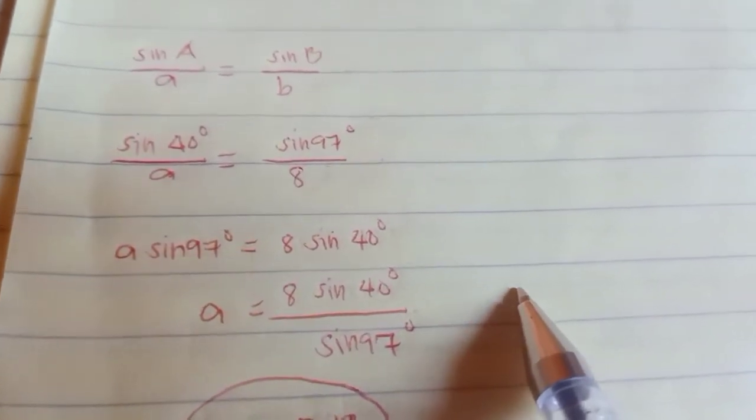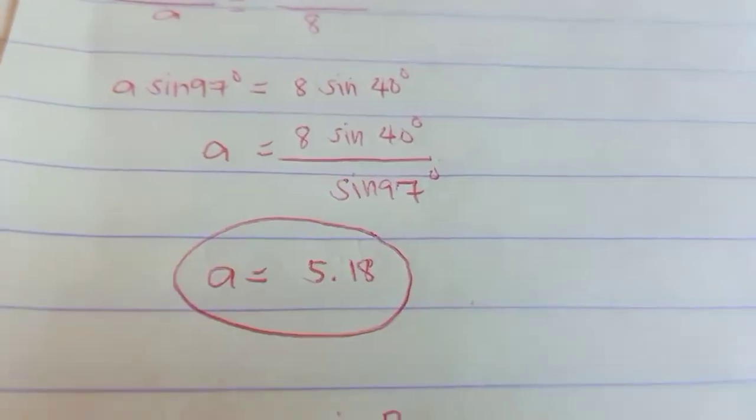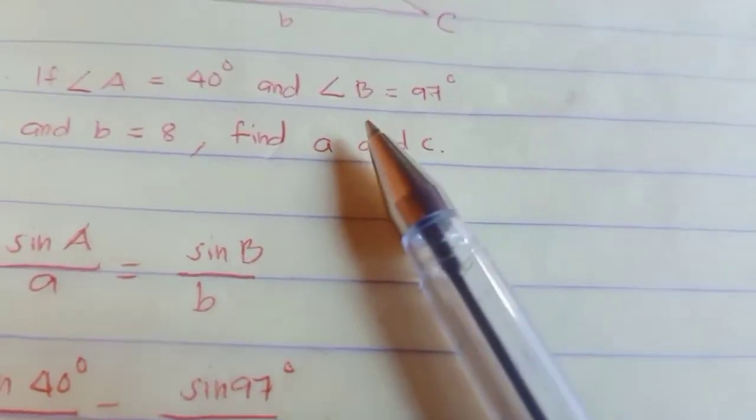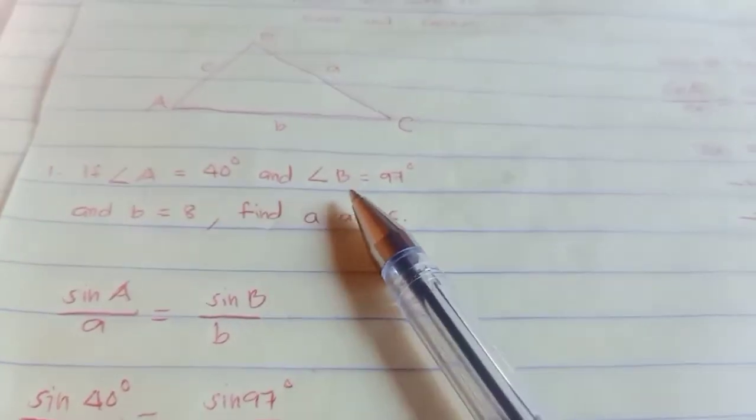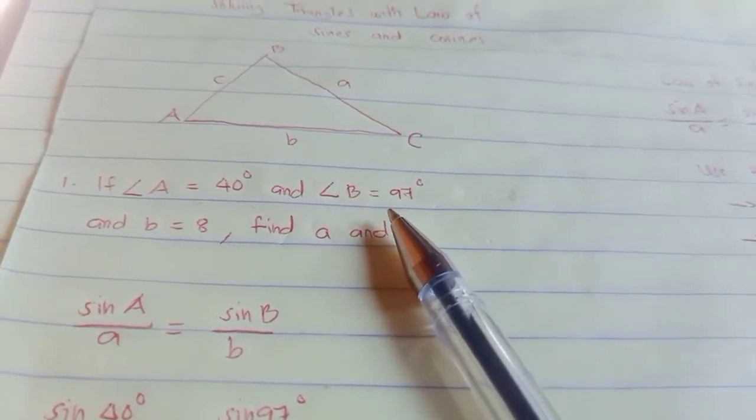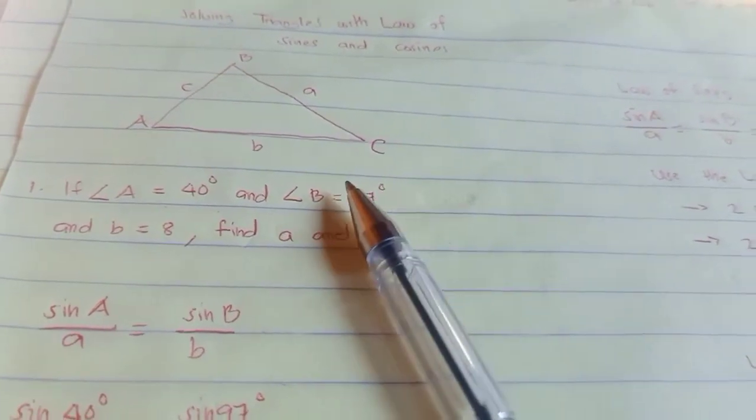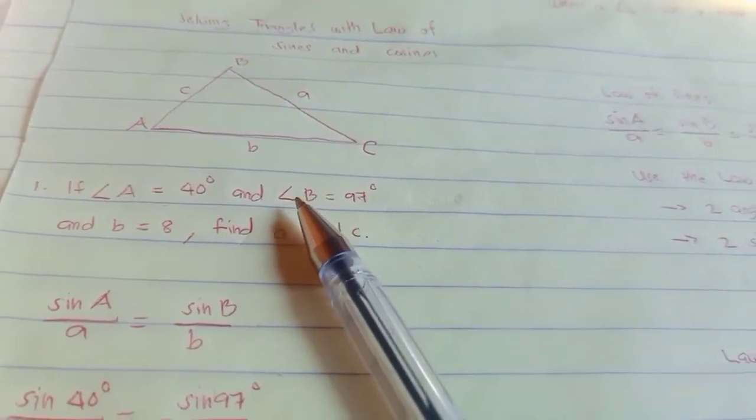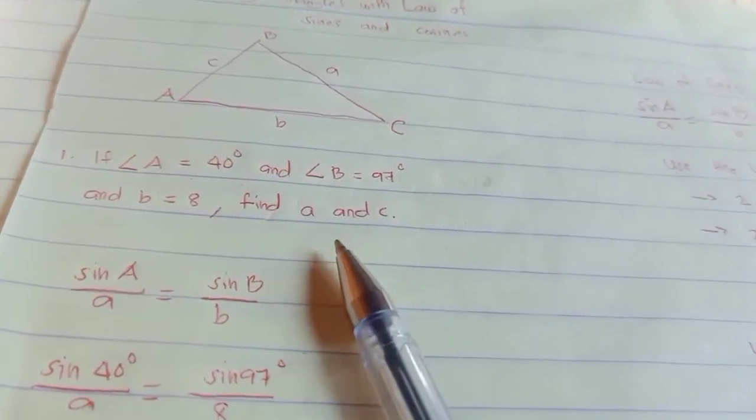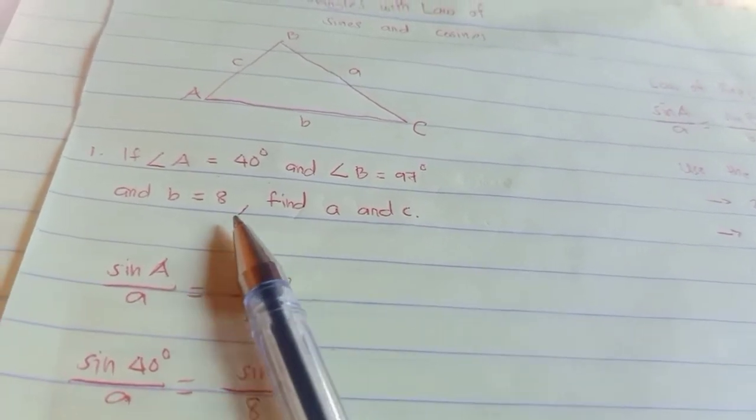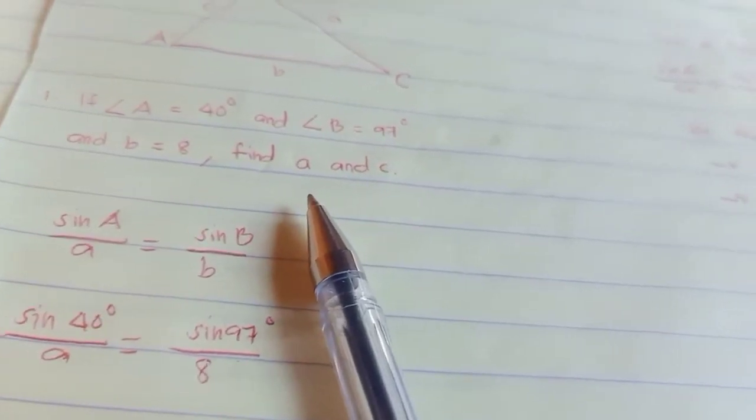By using your calculator, a is equal to 5.18. So next, we have to find C. Here the given angles are 40 degrees and 97 degrees. We don't have C, so we just have to add these two angles, 40 and 97, and subtract it from 180 degrees, since the total of the angles of a triangle is equal to 180 degrees. So 180 degrees minus 40 degrees minus 97 degrees is equal to 43 degrees.